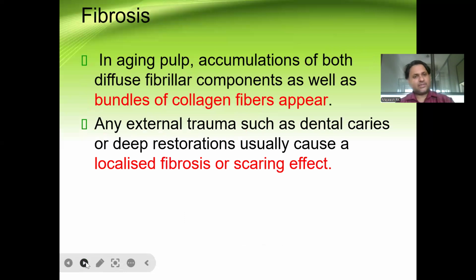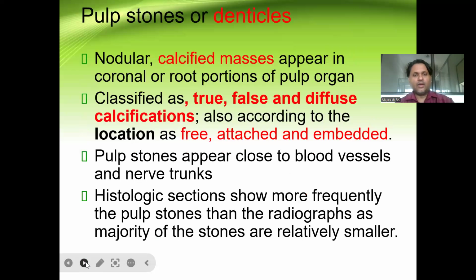Again, fibrosis is a very common feature in aging pulp, which happens because bundles of collagen fibers appear. Along with that, you have local fibrosis that could happen, resulting in a scarring effect. Now, another important thing which you need to remember is pulp stones.